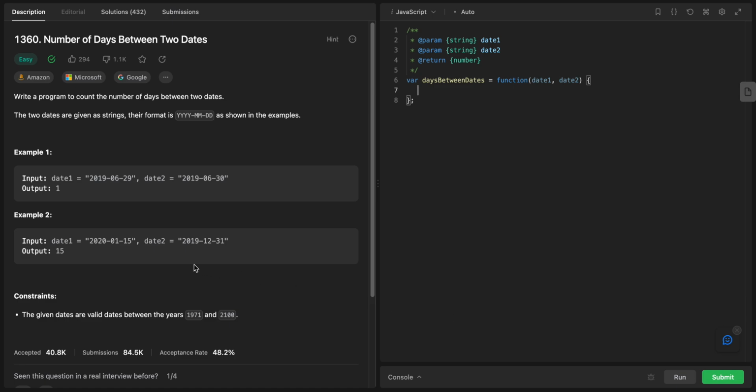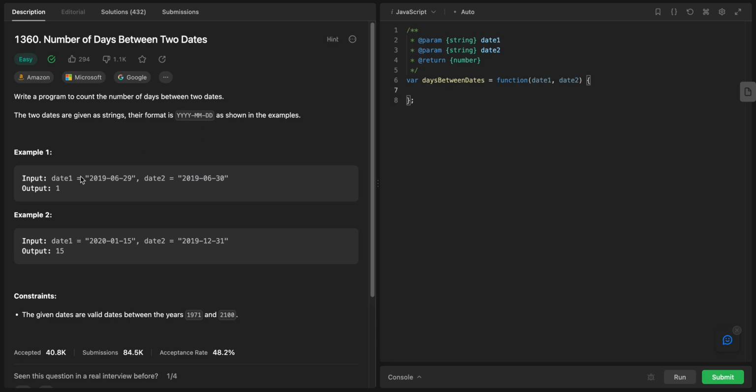Welcome back. Today we have this problem. It's called the number of days between two dates. The problem says to write a program to count the number of days between two dates. The two dates are given as strings. Their format is year, month, and day.